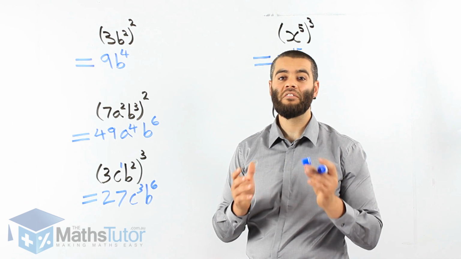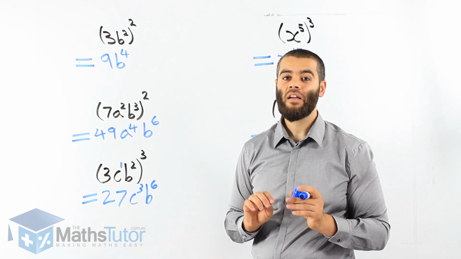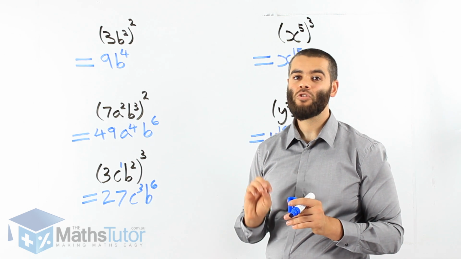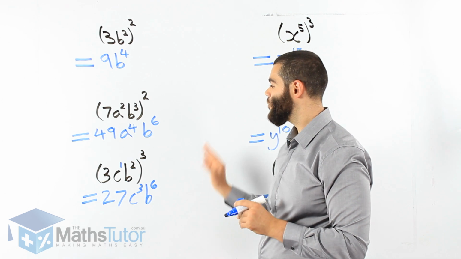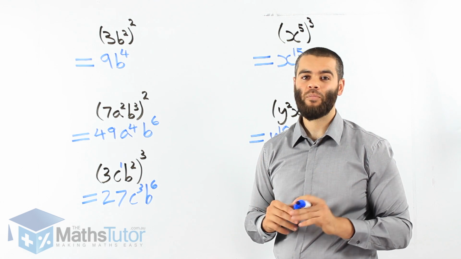Very important that you understand the rules. They are easy. However, it's also easy to make mistakes. Make sure all the rules are applied. Here, we're doing power to power, which means we multiply the powers.